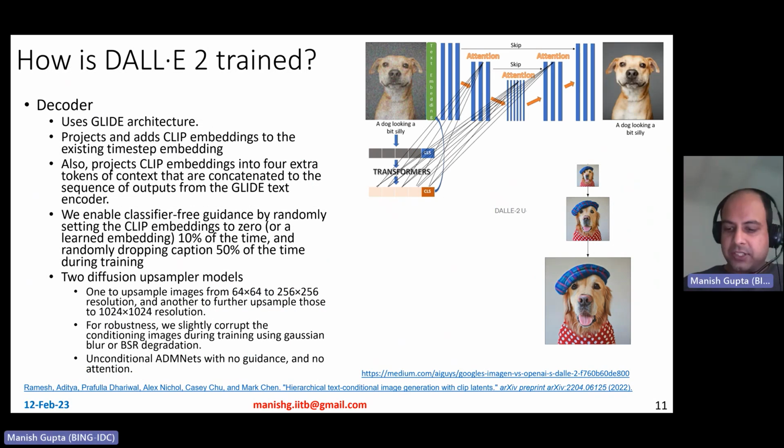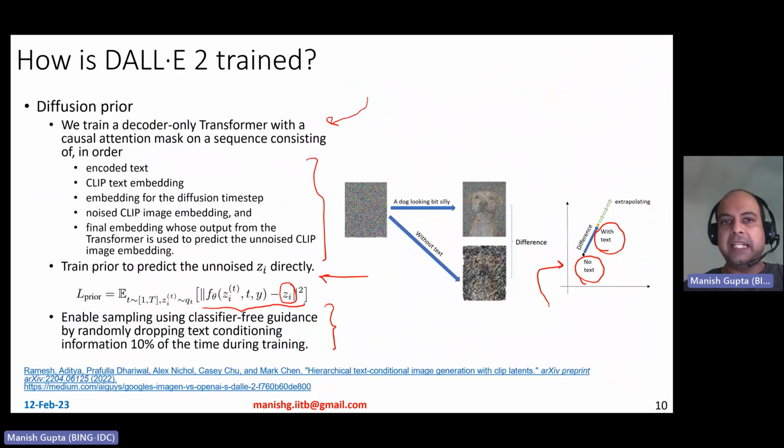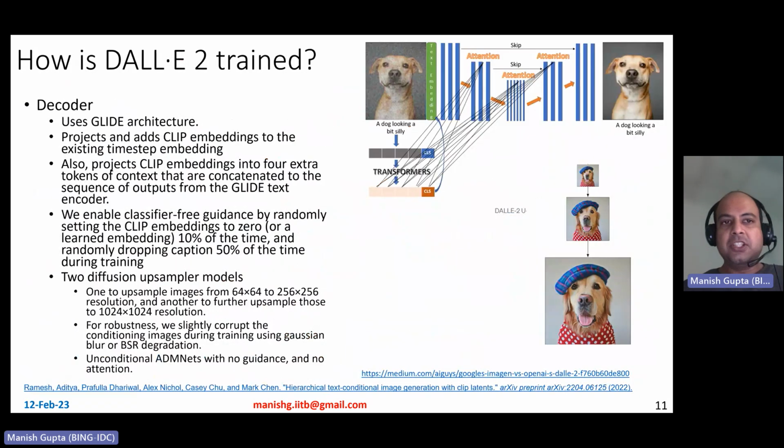Now, the second part of this model is the decoder model of the DALL-E 2 architecture. So how is the decoder model trained? The decoder model essentially follows the GLIDE architecture. It essentially has ADM nets.